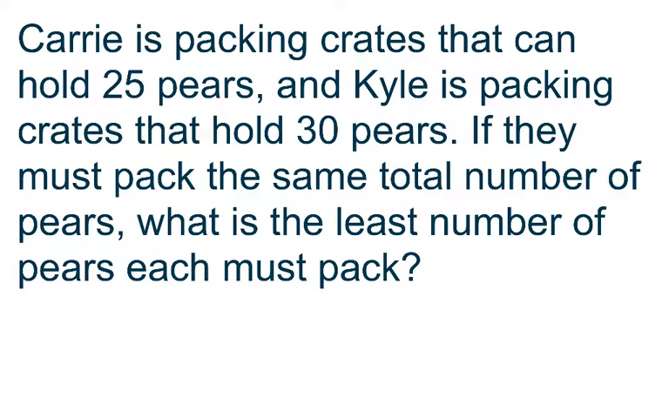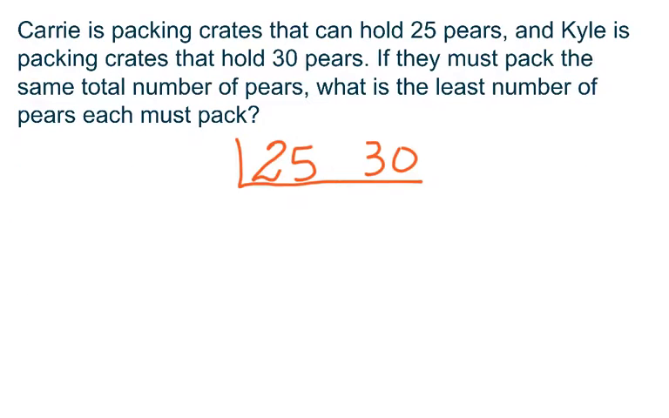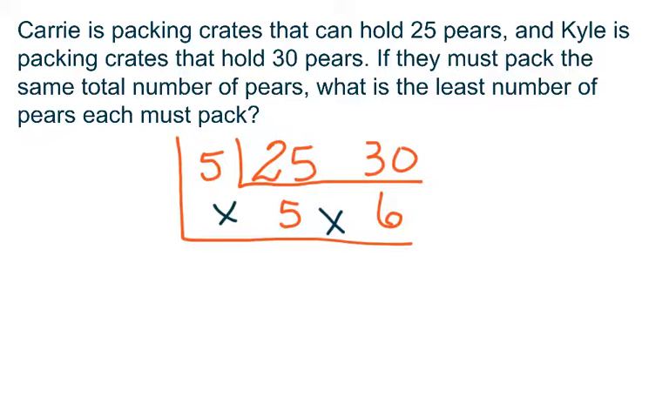Carrie is packing crates that can hold 25 pairs, and Kyle is packing crates that can hold 30 pairs. If they must pack the same total number of pairs, what is the least number of pairs each must pack? So my key word here is least, and that informs me that I'm finding the LCM. So I'm going to set it up so that it's a slide, and a number that will go into 25 and 30 is 5. I'm going to divide. 5 into 25 goes 5 times. 5 into 30 goes 6 times. Cannot go any further, so I'm going to multiply going along the L. And so 5 times 5 is 25, and then I need to do 25 times 6.